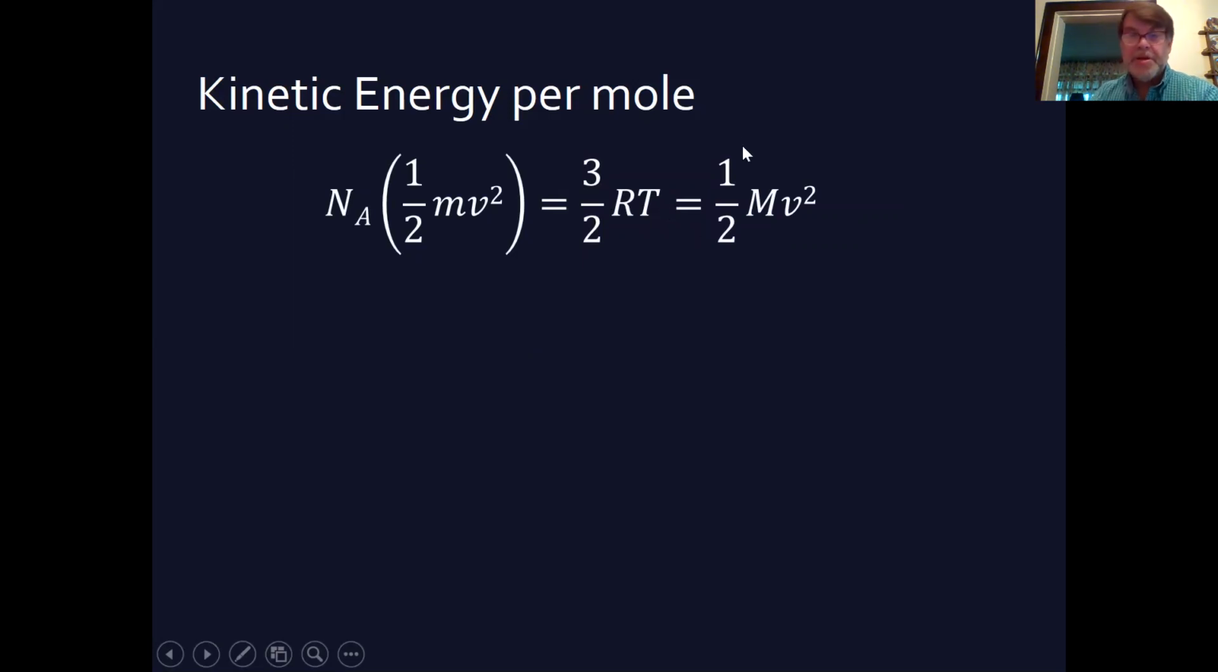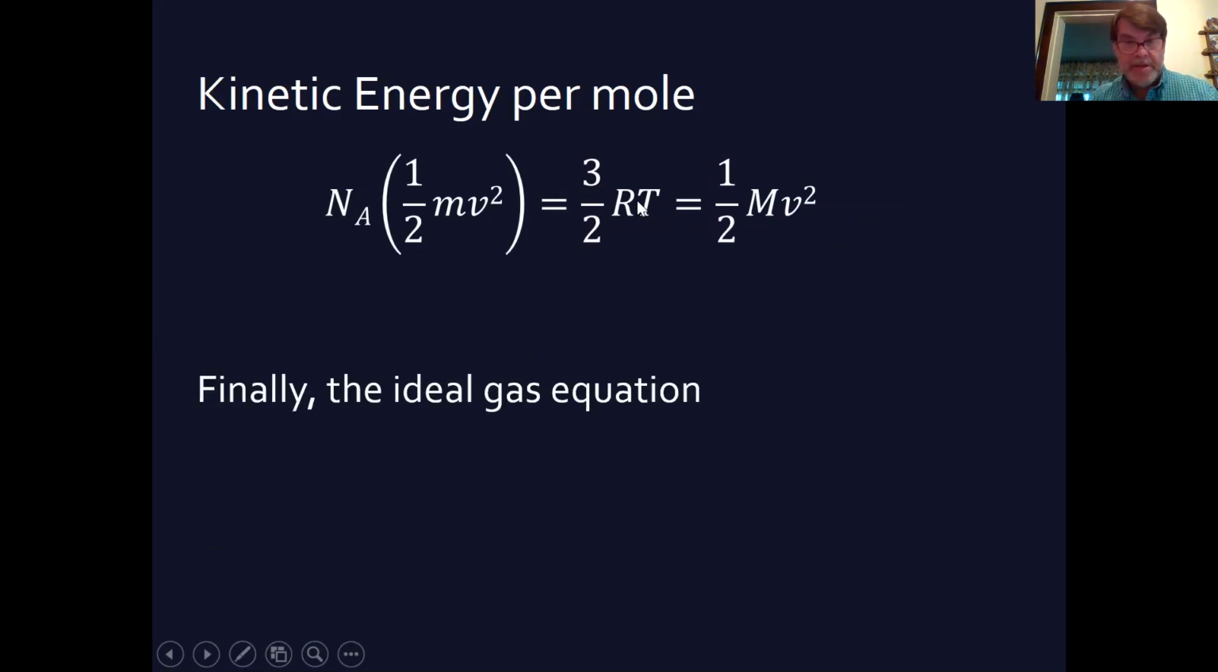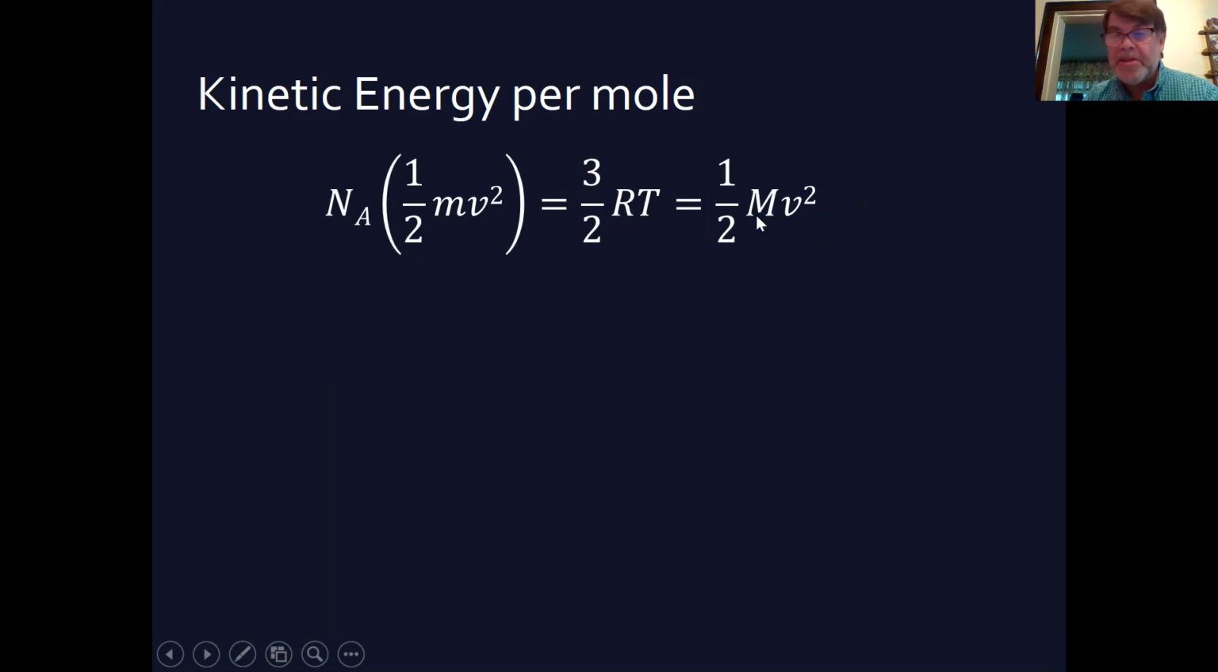by the way, equals the molar mass. Let me see if I have that. The molar mass is the number of grams per mole, and the number of grams per mole equals the mass of each individual molecule times Avogadro's number. Anyway, it all works. So these are all different ways of saying the same thing.